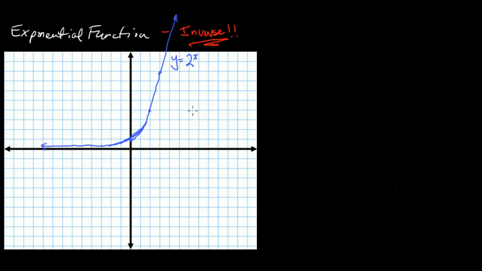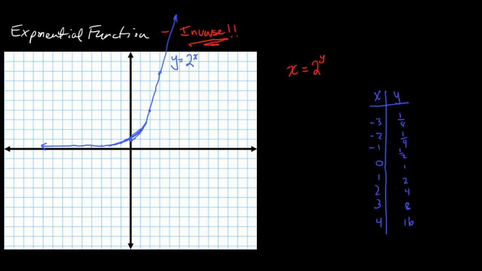To do an inverse, all you have to do is replace your x's and your y's. So in this case, where I see a y, I'll put an x, and where I see an x, I'll put a y. Now we have x is equal to 2 raised to the y power. Let's be a little strategic about how we do our xy table from here. The table for our blue function looks like this.